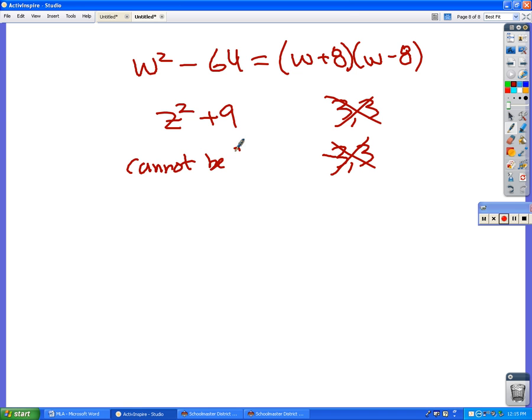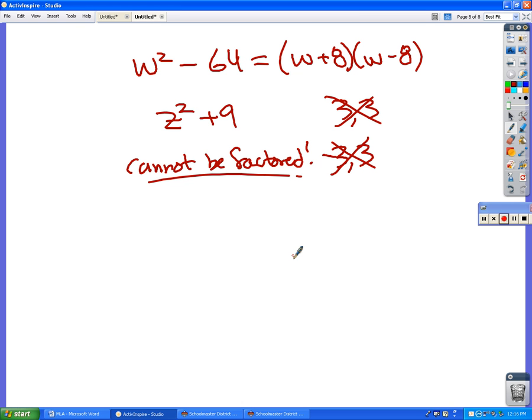It cannot be factored. Are we going to have any of those? We'll get to those eventually, but not today. So if it's an addition of 2 squares, it cannot be factored.